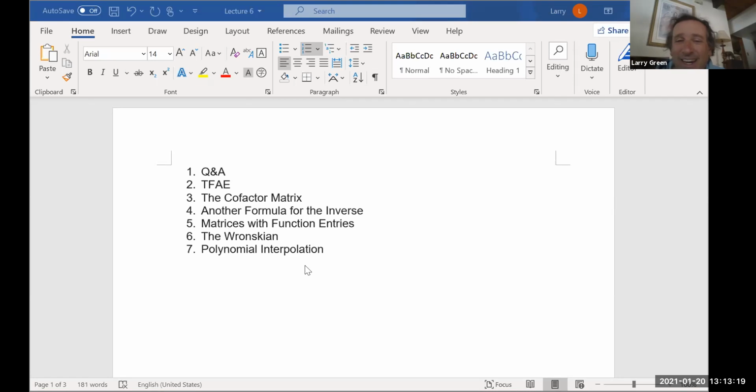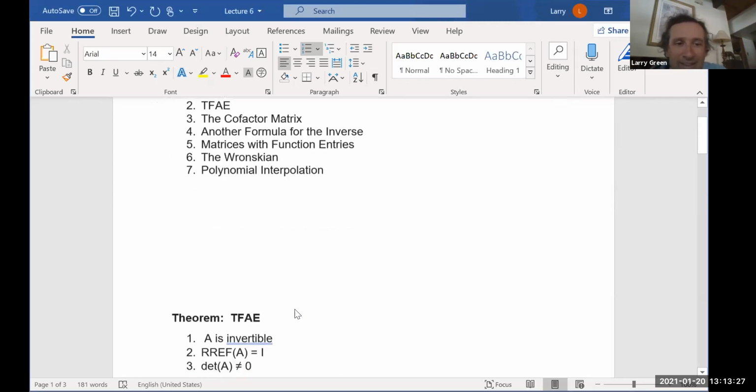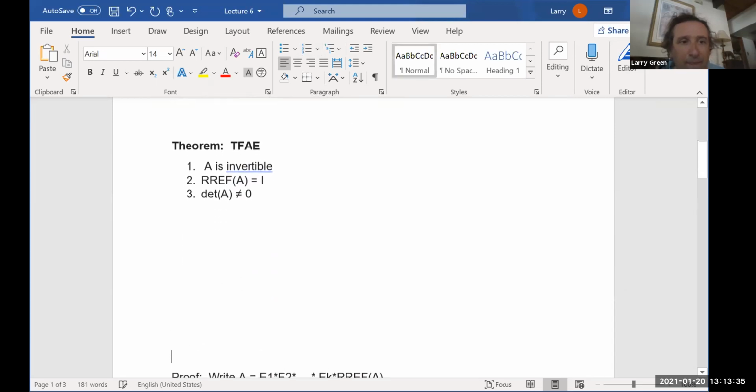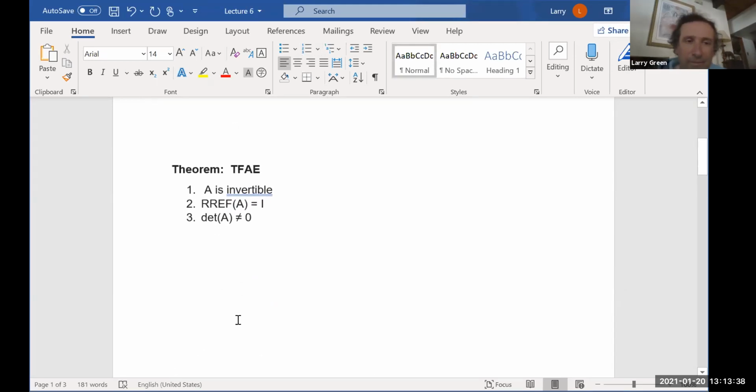Let me talk about the big theorem of the entire course. We're going to be revisiting it throughout the course, and that is TFE. Remember what TFE stands for? The following are equivalent. And what that means is if one is true, they're all true. And if one of them is false, they're all false. So as long as you know one's right, then they're all right. And that makes them equivalent.